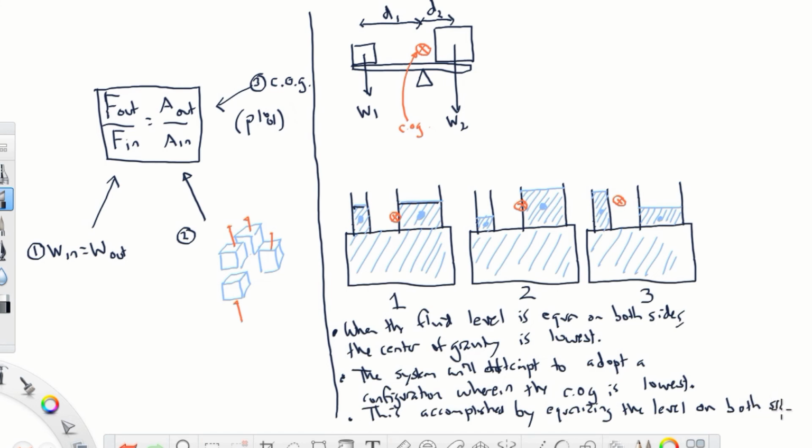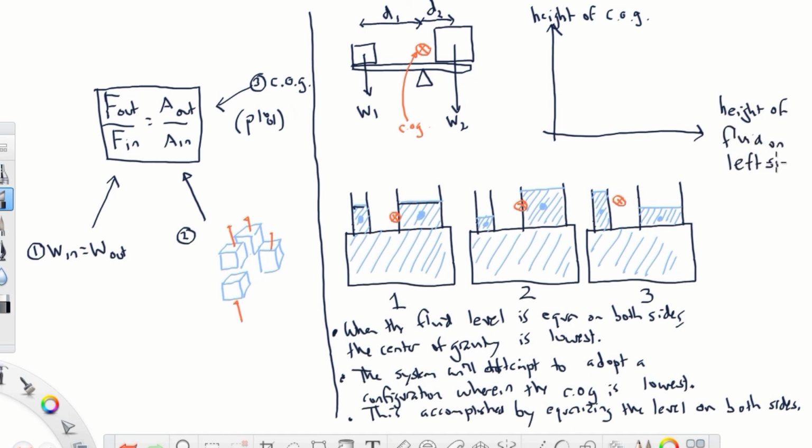I have not demonstrated this mathematically. One can demonstrate it mathematically if you want to. So for example, one could make a plot of the height of the center of gravity as a function of the height of the fluid on the left side. And this point right here is going to be when the height of the fluid on the left side is equal to the height of the fluid on the right side.